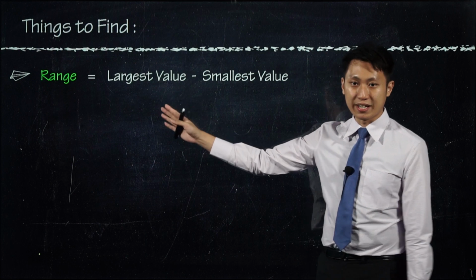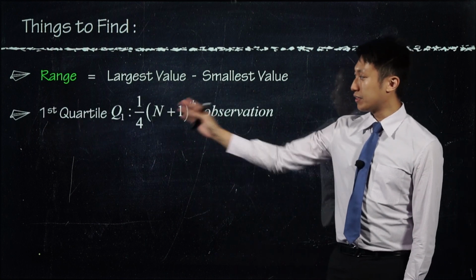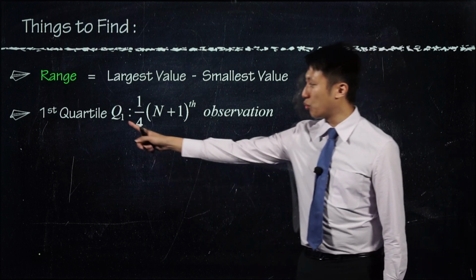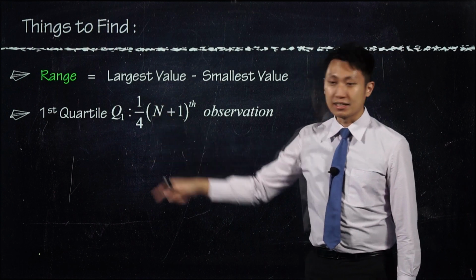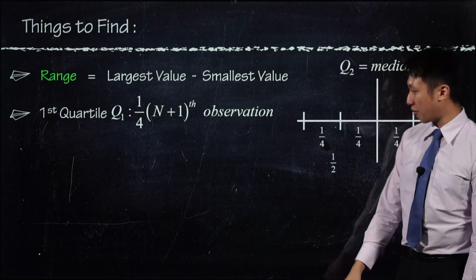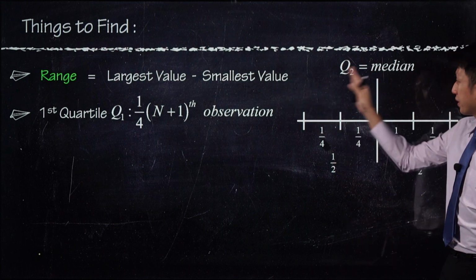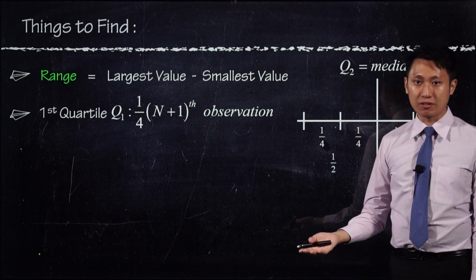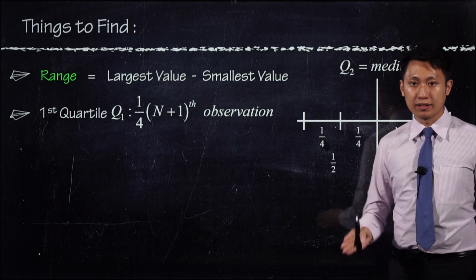One of them is the range, which is the largest value minus the smallest value. And the first quartile, Q1, is equal to 1/4 times (n + 1), where n is the number of observations, then plus 1, that's that observation. Let's see here. Q2 also means the median. Last time you have found the median, right? The middle value. So it's Q2. Q2 is the middle one.